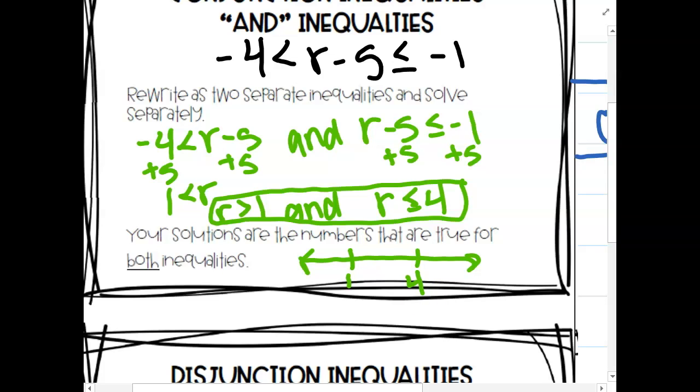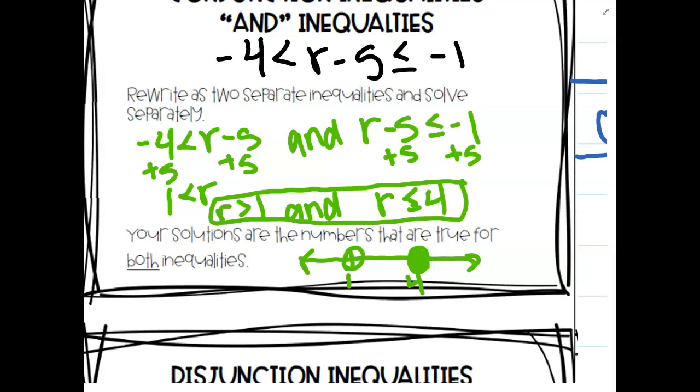Now you're going to have two dots because you have two inequalities. The first dot at 1, see how it's a greater than? Since it's just a greater than, not an equal to, we're going to use an open dot at 1. And then at 4, since it's a less than or equal to, 4 is part of my solution, so we're going to use a closed dot.